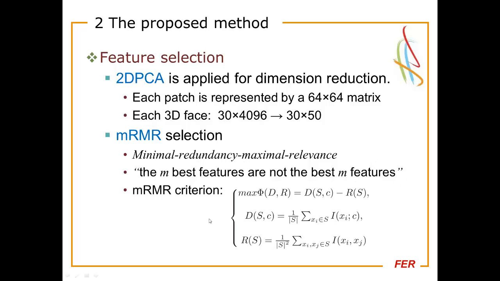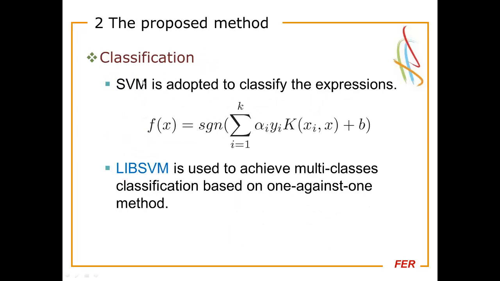So from the mRMR criterion, we can see that we try to select the best features by minimizing the redundancy and maximizing the relevance at the same time. And at last, the selected best features are given to SVM for classification.